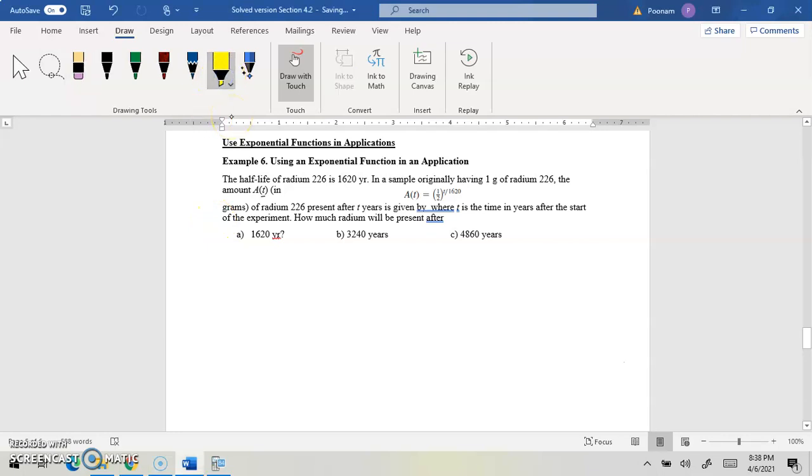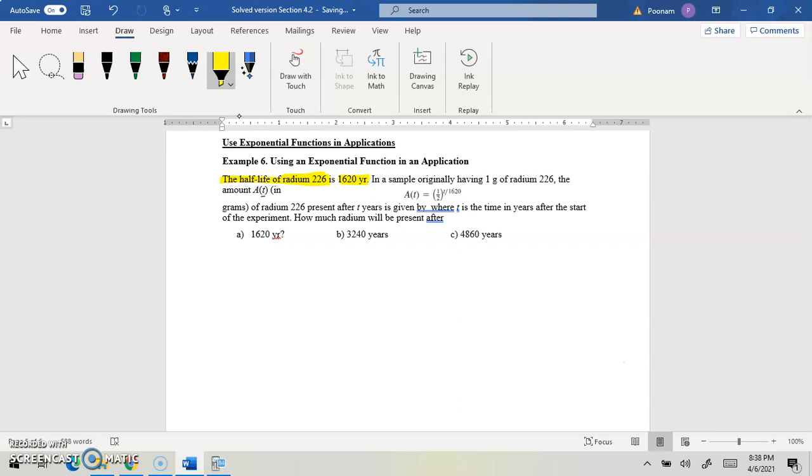Let's do example number 6. It says the half-life of radium-226 is 1620 years. So radium-226 is an element, it's a radioactive element. Its half-life is 1620 means it keeps on decomposing, and in 1620 years it becomes half of what it was before.